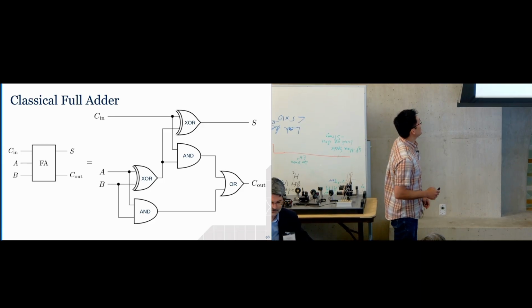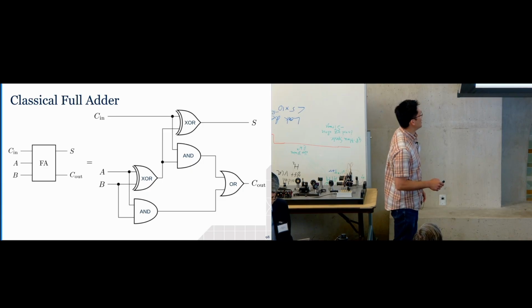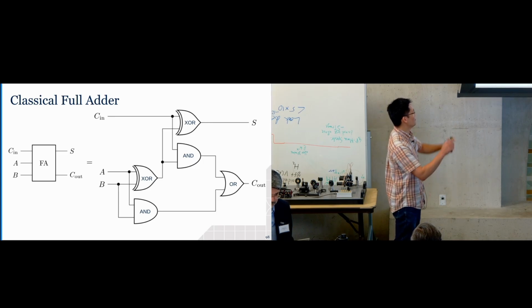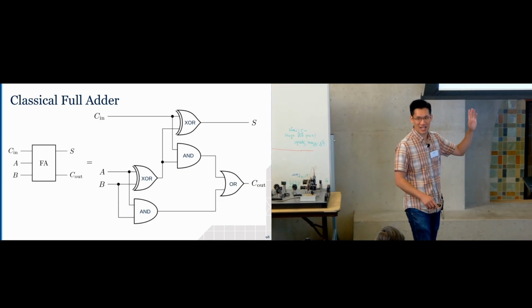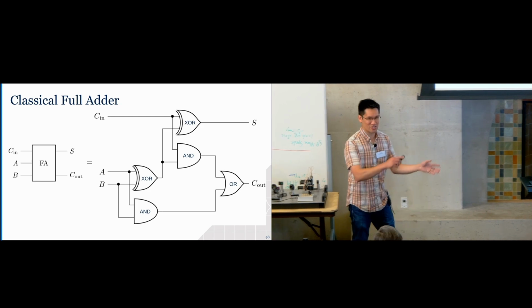So basically, if you have A and B, you take the exclusive OR of those. You take the AND of them. For the exclusive OR, you AND it with the carry in. With those, you OR to get the C out. That you get the sum. Basically, there's some known circuit, right? In my textbook, we talk about how to actually do this and get it from a truth table and stuff like that.